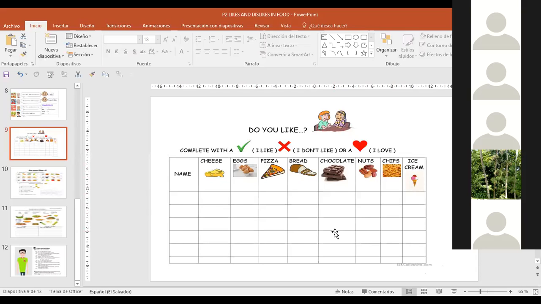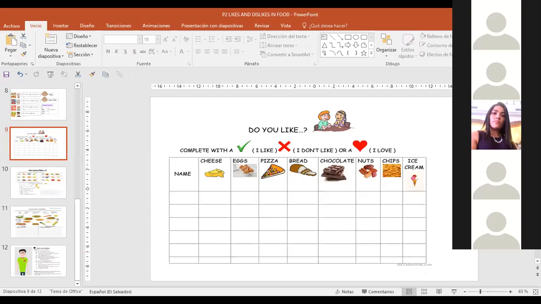Okay, Cari, can you tell us? I like cheese. I love pizza. And I love chocolate. Okay, very good. Thank you. Next volunteer. Siguiente voluntario. Vamos a hacer por lo menos unos tres voluntarios. Okay, Wendy. Wendita, go ahead. Adelante, Wendy.